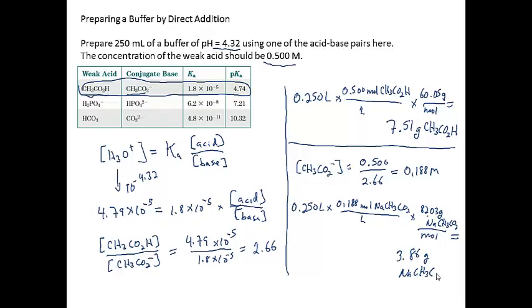And so the idea is, if you use a volumetric flask and add some water to it, and then add 7.51 grams of acetic acid and 3.86 grams of sodium acetate, you will in fact arrive at a buffer of 4.32.